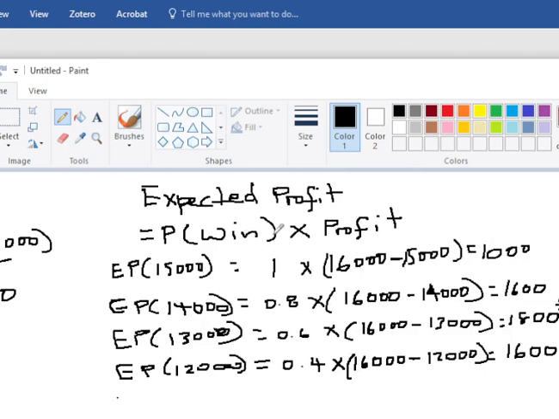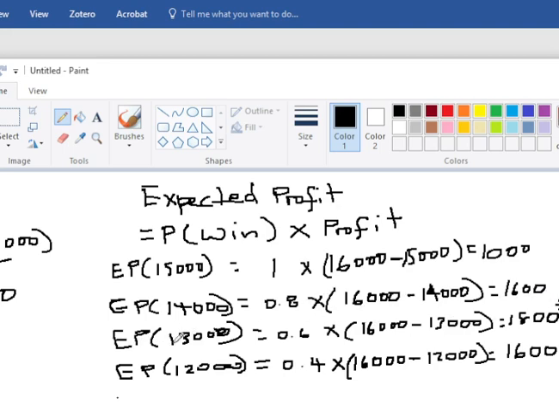So with that, when we do our calculation of the expected profit, we get 1 times the profit, which is the amount that you're going to sell the property for minus the amount that you bid. So it's 1,000 profit that you get in this case. Let's see what happens when you bid 14,000. In this case, the probability, as we saw earlier, is 0.8 times the amount you profit, which is 2,000. This should be 2,000 times 0.8, which is 1,600, sorry.